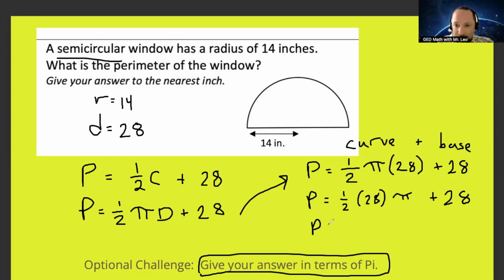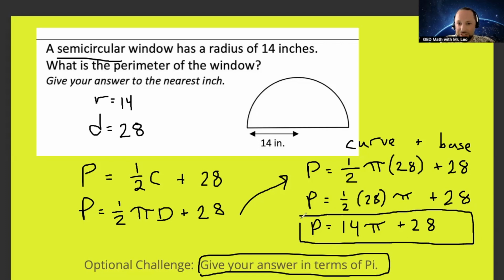So we do a little math here. What is 1/2 times 28? You can think of that as just dividing by 2. 28 divided by 2 is 14. 14 pi plus 28. And this is our final answer.